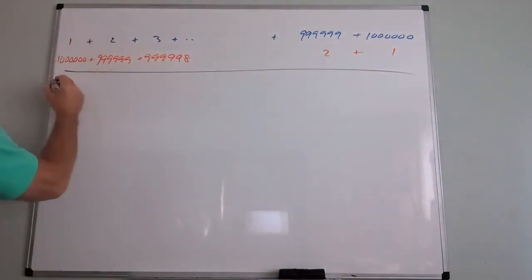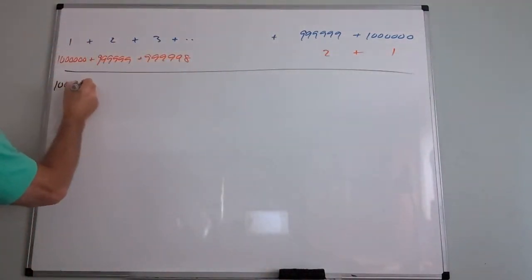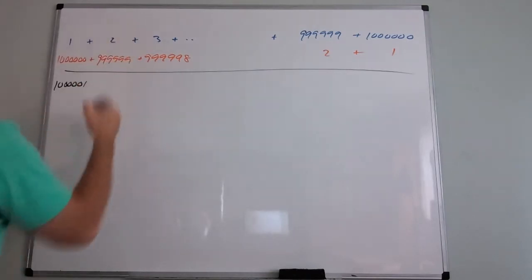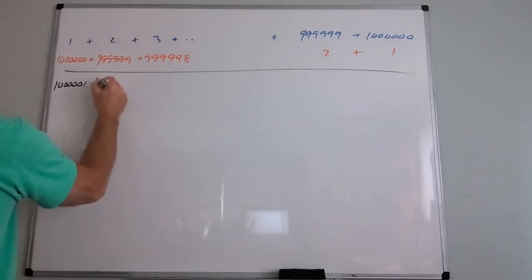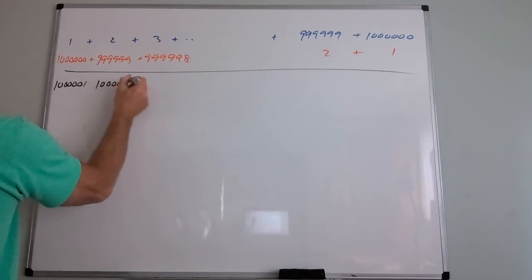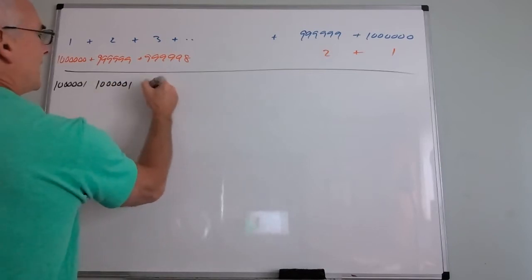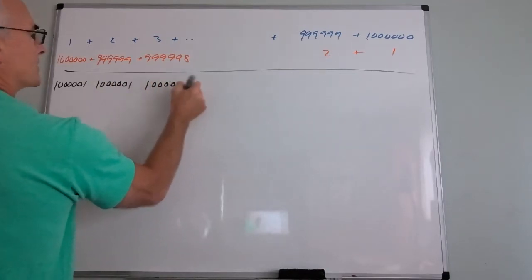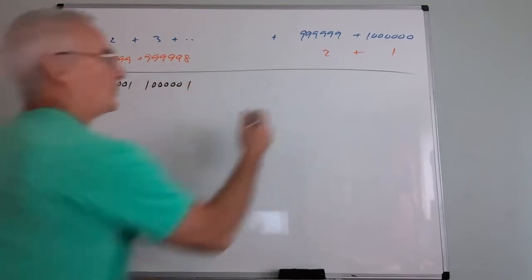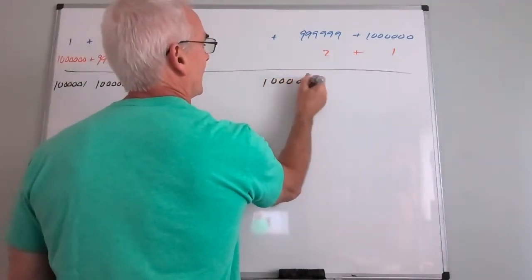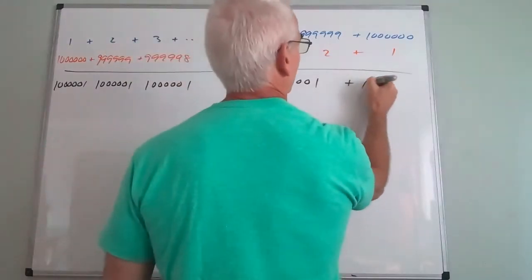What's 1 plus 1,000,000? Well, that's 1,000,001. What's 2 plus 999,999? That's also 1,000,001. In fact, every one of these pairs is going to be 1,000,001. Huh. How interesting.